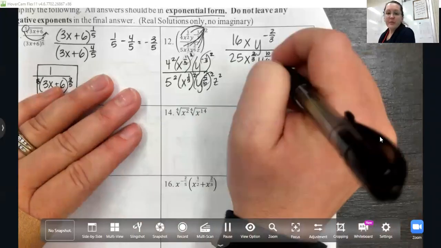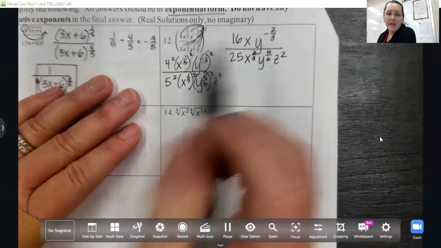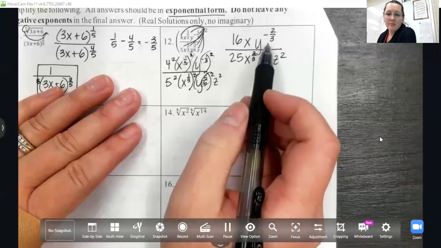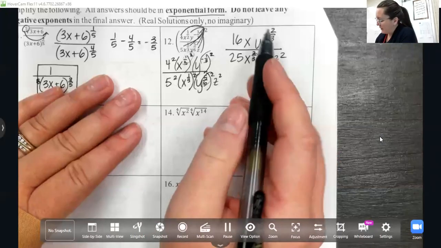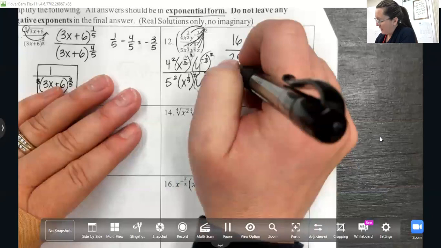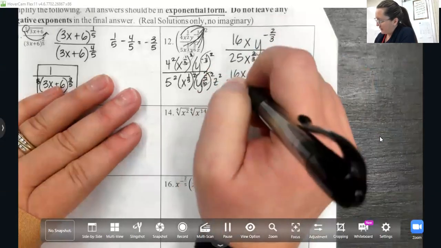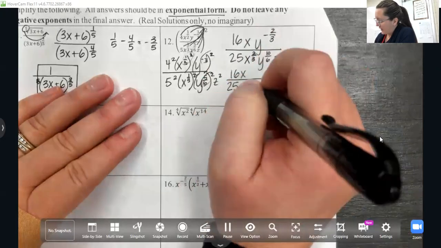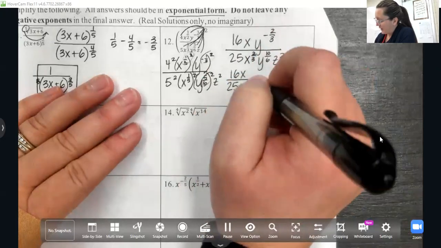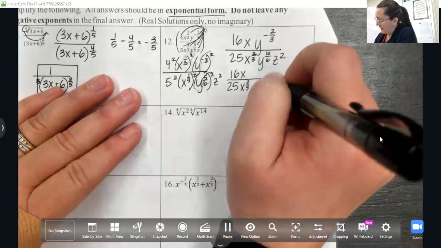All right. So next step, I noticed that I have a negative exponent. So let's move that negative exponent down to the denominator to make it positive. And then we can simplify. So we have x to the 2/3, y to the 10/6, y to the 2/3, and z squared.